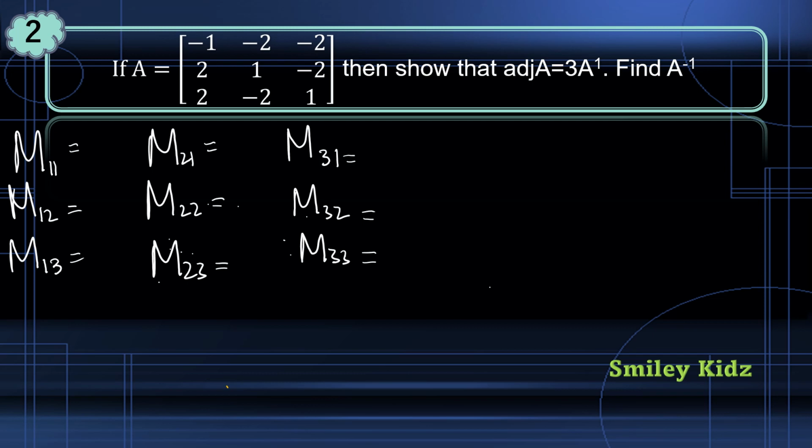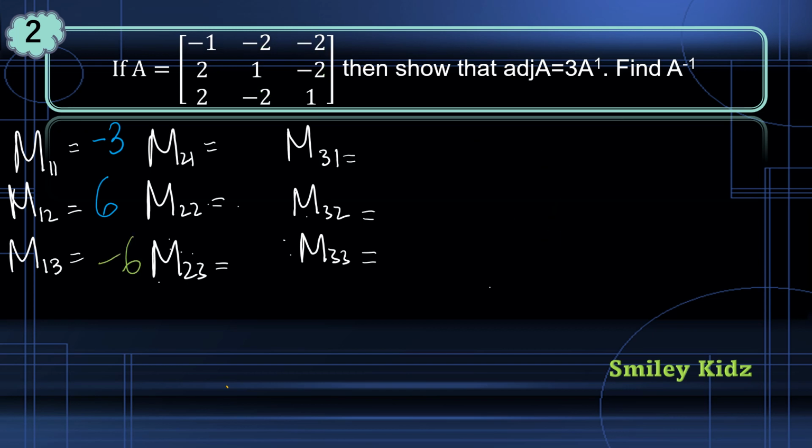For finding the minors, cut down the rows and columns. Minus 1 belongs over here. Now, it will be 1 minus 4. That is minus 3. Then we have minus 2 as our second element. Cut down the rows and columns it belongs to. You have 2 minus of minus 4. That is 2 plus 4. That is 6. Here you gotta have 6. Then moving on to the third element. Cut down the rows and columns. Minus 2 belongs to. Here you have minus 4 minus 2. That is minus 6.